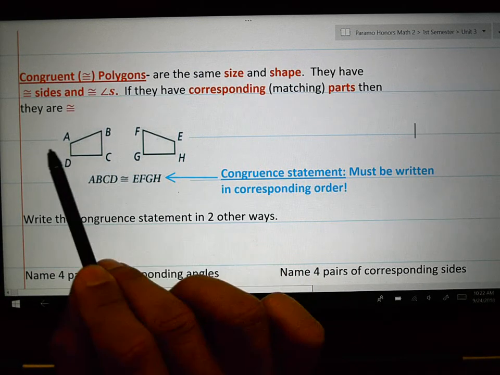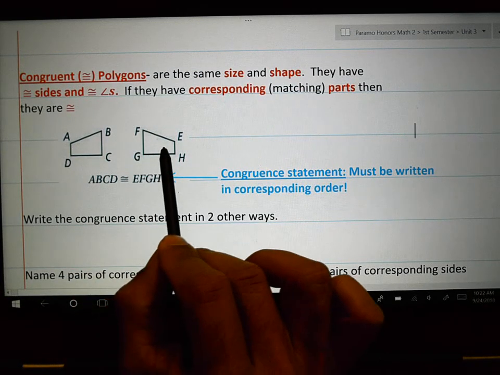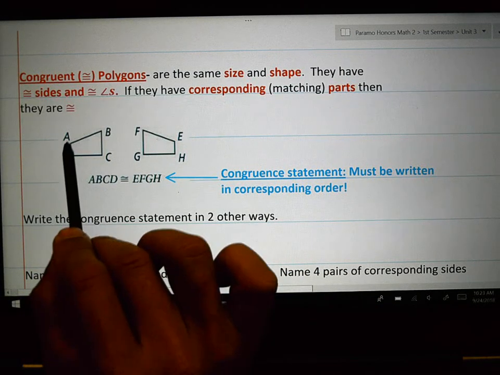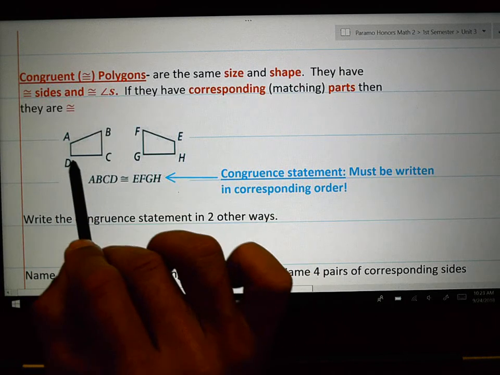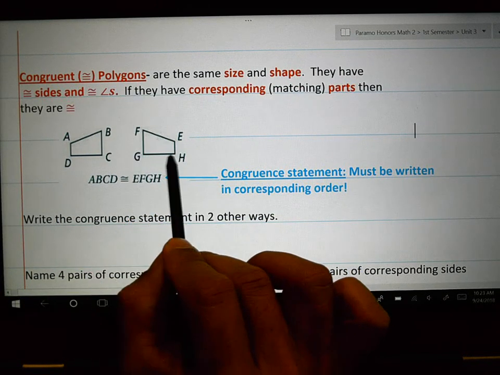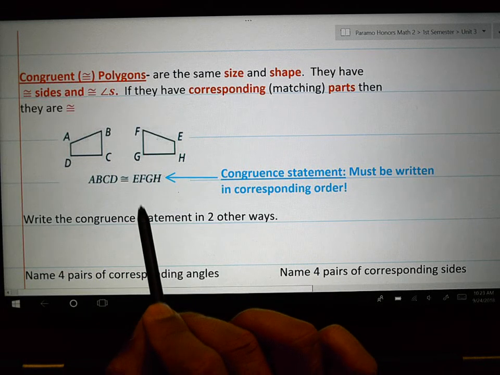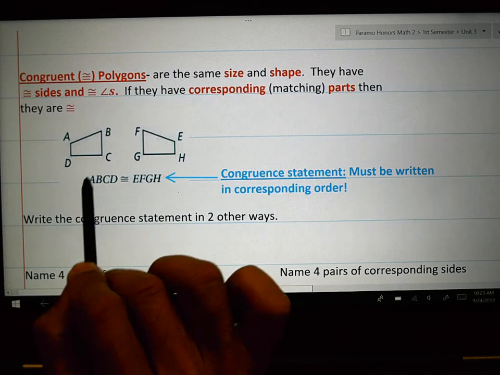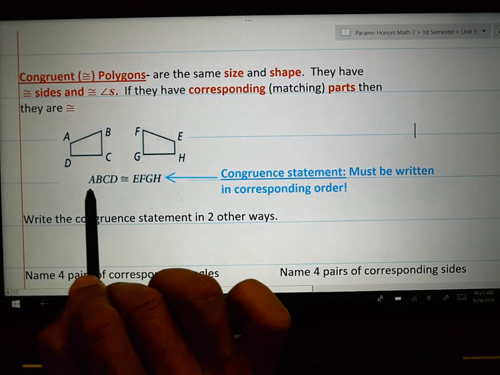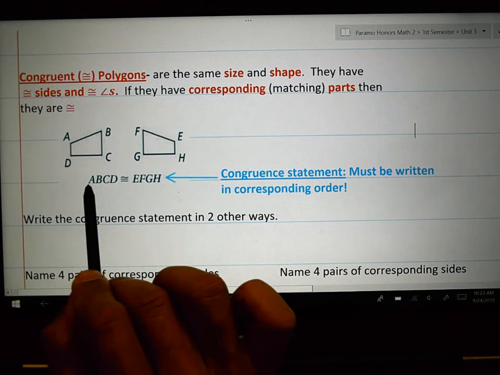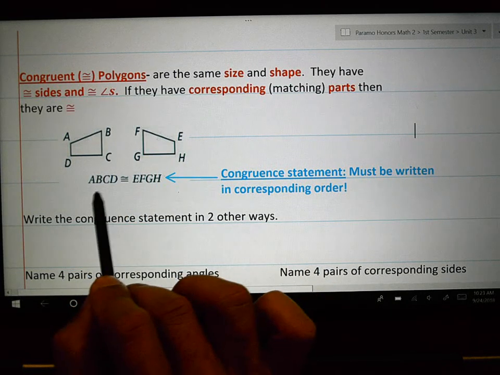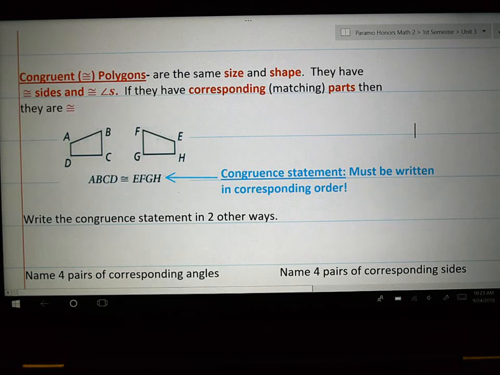If I have a congruent statement that says polygon ABCD is congruent to polygon EFGH, what this is telling you is that this angle here matches up with that angle there. A matches up with E. It's telling you that side AB matches up with side EF, that BC matches up with FG, and so on.